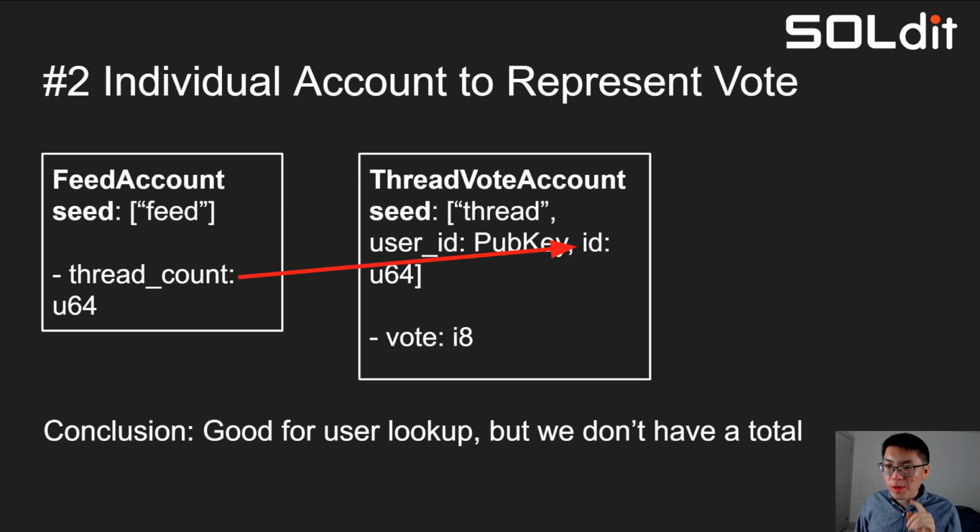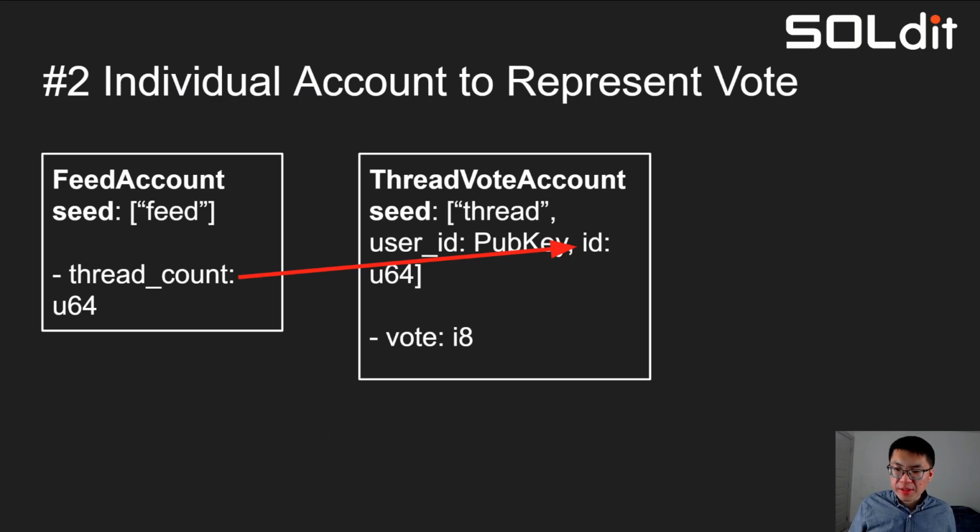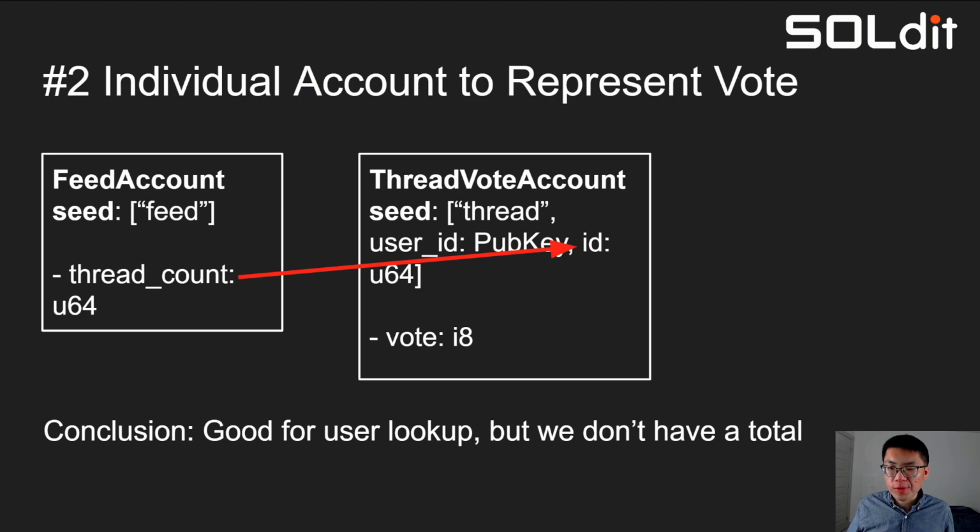Now I will say one problem with using PDAs and accounts in general to store all this information is that you, the user, or I guess maybe some other kind of soul, but unlikely, it's probably going to be just you, will have to pay rent to store this data on the Solana blockchain. So really, this is a case of putting your money where your mouth is. So in conclusion, this is a good solution for user lookup.